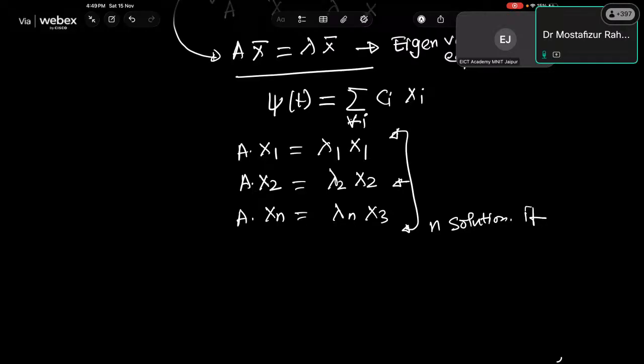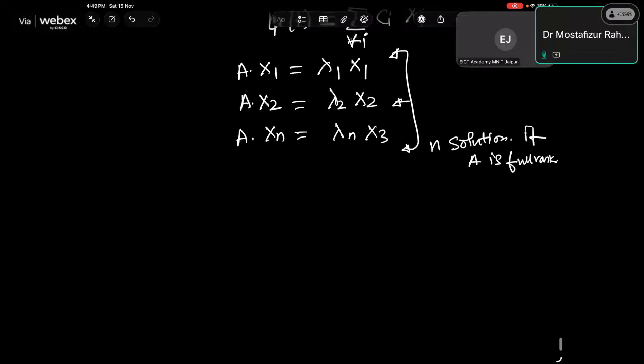If A is full rank, then you get n number of such solutions. Also, you can relate this to linear equations. But the beauty is the part here, x and x. So what it does, there is a geometrical interpretation.